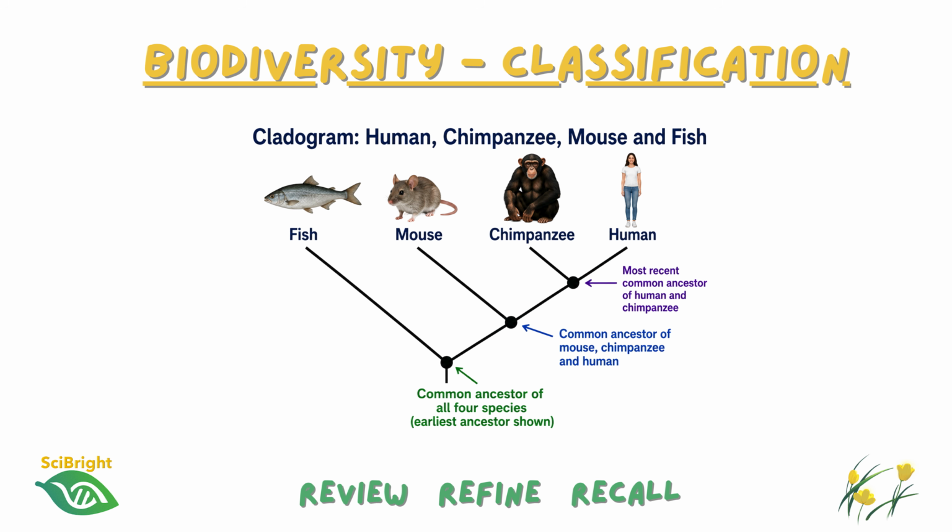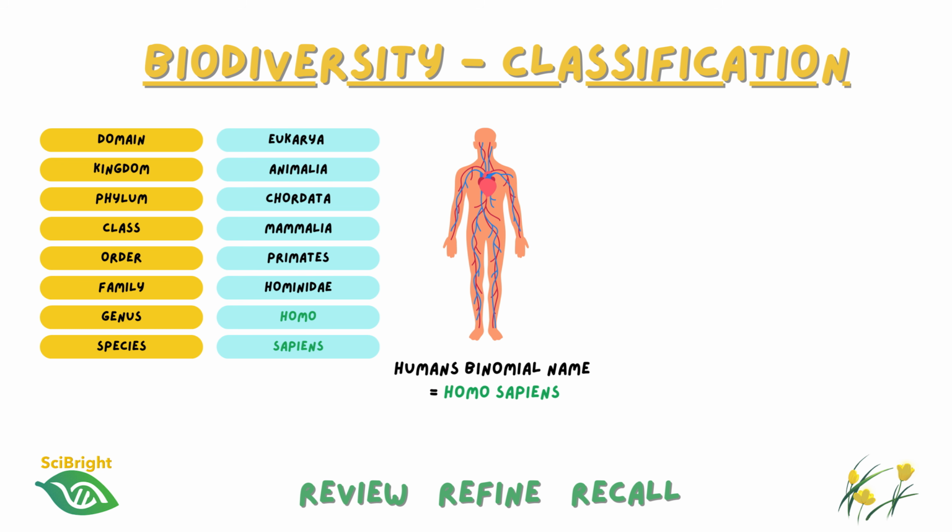Now, as part of your biodiversity topic, you will also revisit classification. You'll remember that living organisms are grouped according to shared characteristics, helping scientists identify organisms and understand the relationships between them. You'll probably remember from GCSE that organisms are grouped into increasingly specific categories called taxa or taxons. As you move down the hierarchy, organisms share more characteristics and are more closely related. The main taxonomic groups are domain, kingdom, phylum, class, order, family, genus, and species.